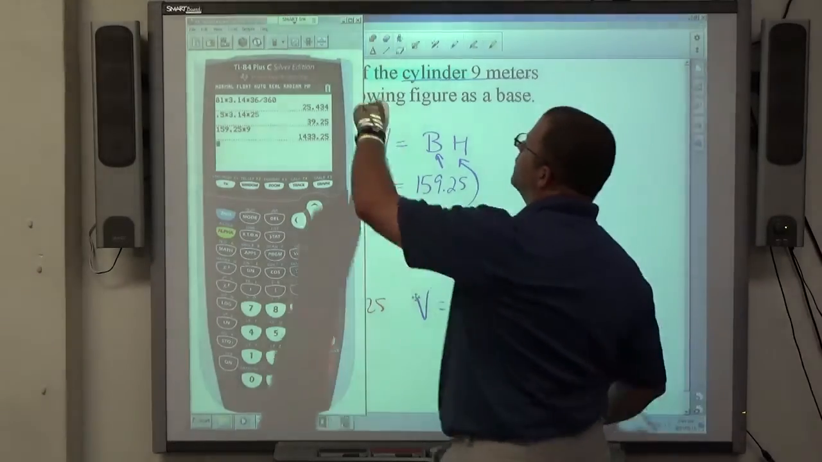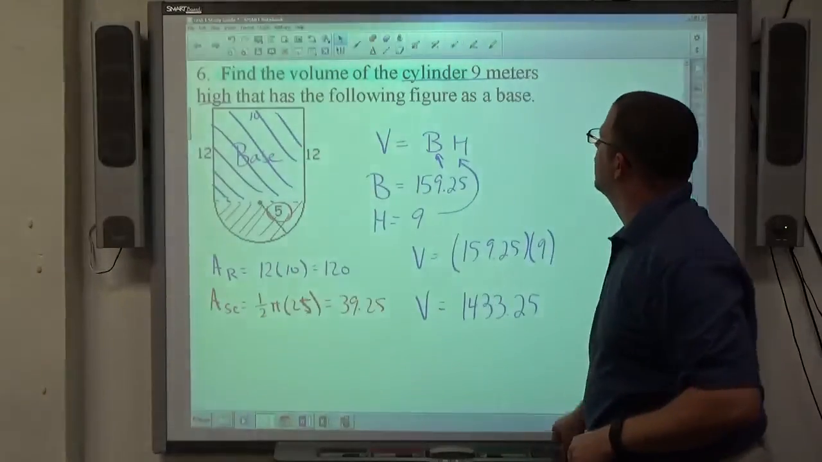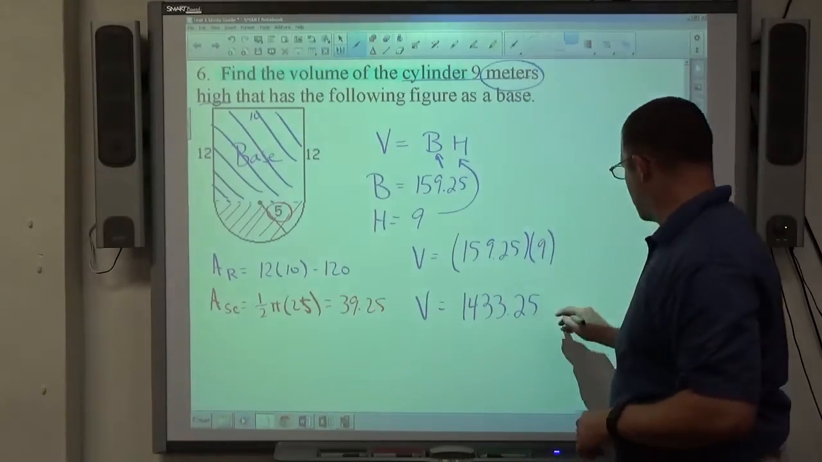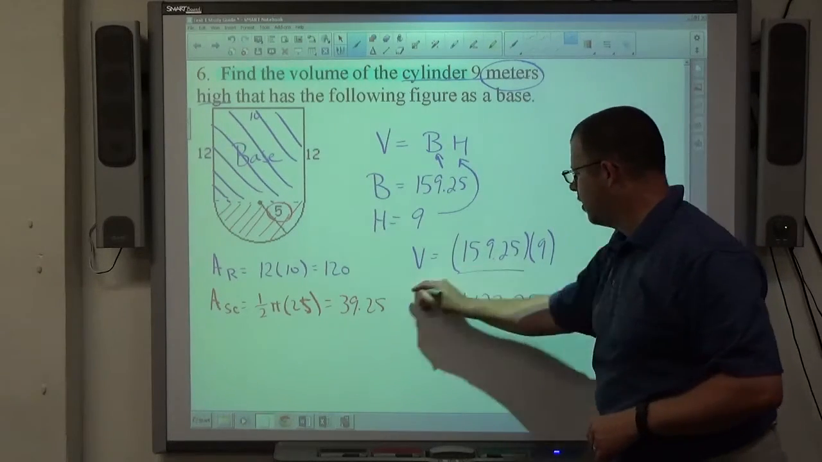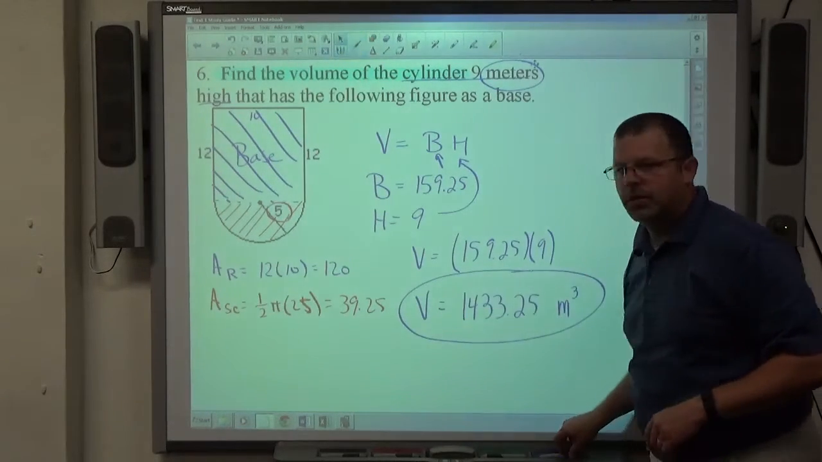At this point, I'm looking at the unit as meters, so that's going to be meters cubed. Again, volume is always in cubic units for a final answer.